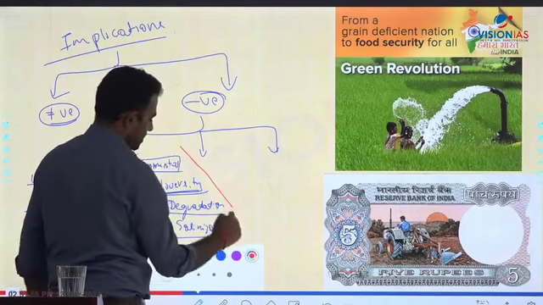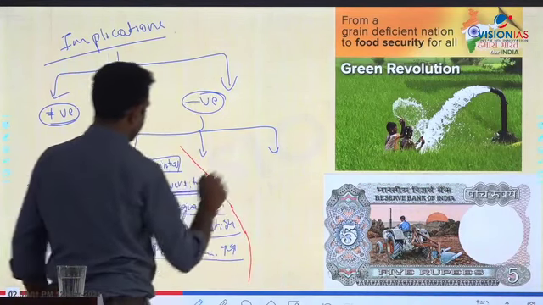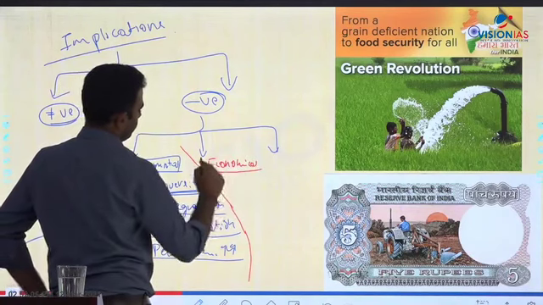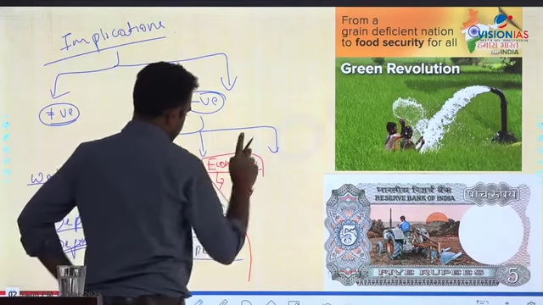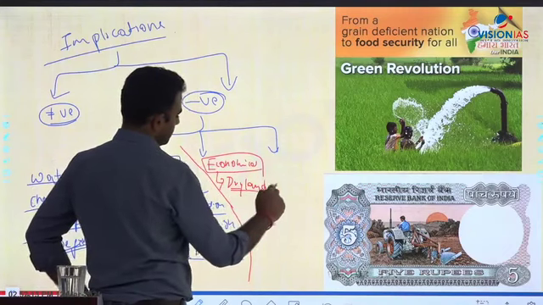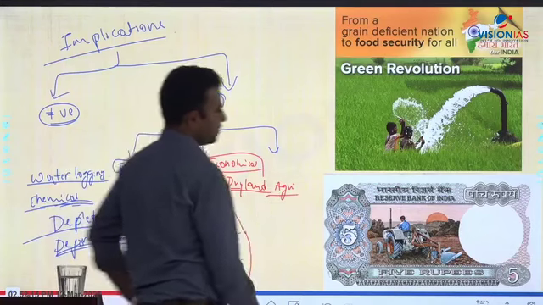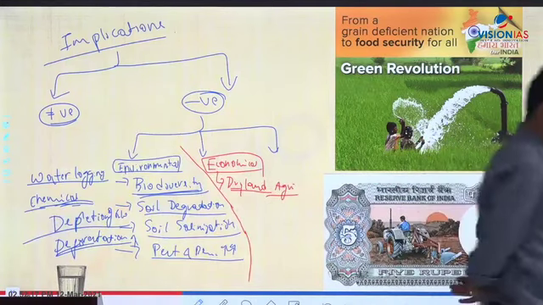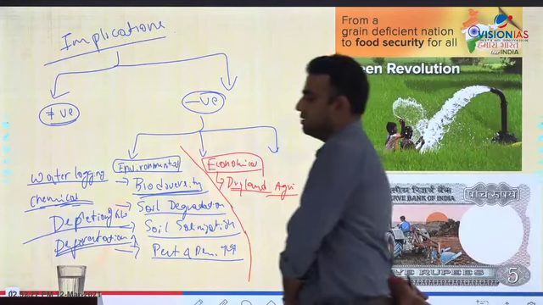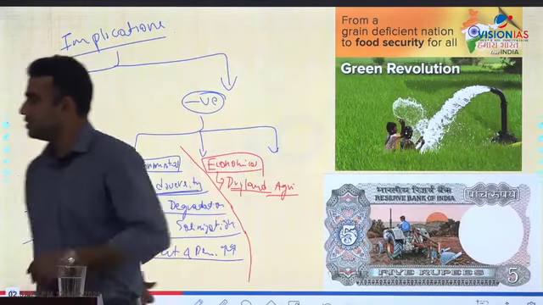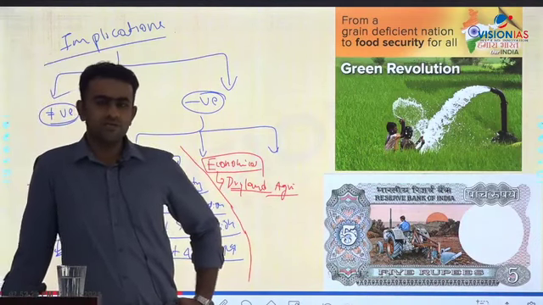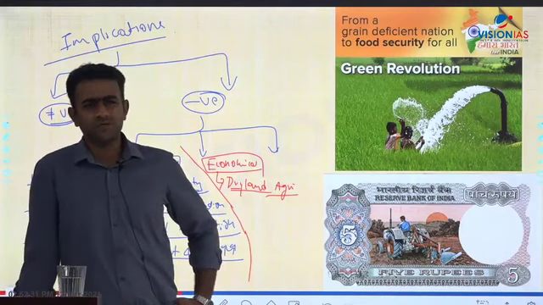So let's talk about ecological issues, sorry, economical issues. First one, the neglect of dryland agriculture. See, we saw that during the Green Revolution, we targeted mainly Punjab, Haryana, UP, these regions, and West Bengal and Andhra Pradesh to some extent.